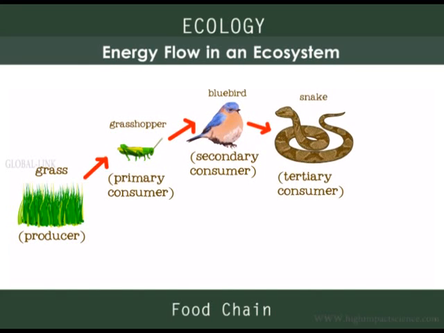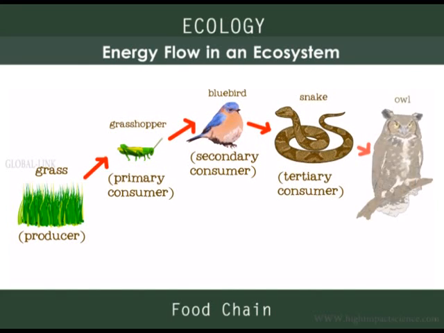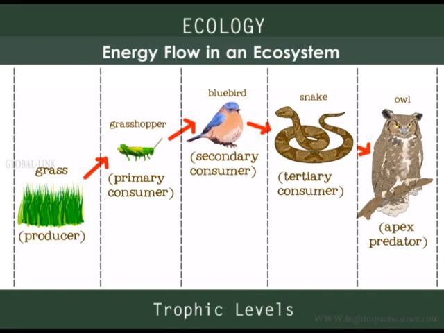The plants are called producers. The species who eat plants are called primary consumers, and species who eat primary consumers are called secondary consumers. Each of these feeding levels is called a trophic level.